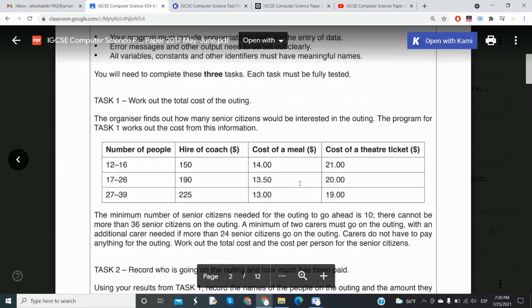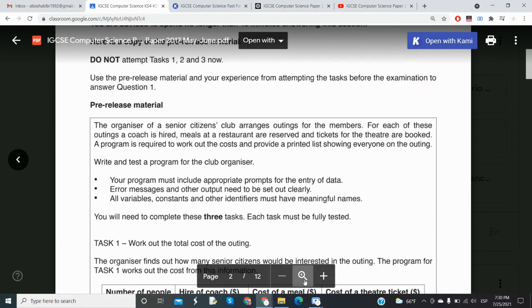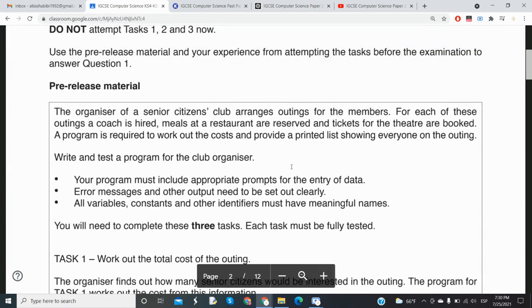So let's get started. For this IGCSE past paper pre-release material, it talks about a senior citizens club outing organizer. So I'm just going to read it as it goes, and I'll just explain how we can trace out the main points for each task and how each task should be completed. So it says the organizer of a senior citizens club arranges the outings for the members. For each of these outings, a coach is hired, meals at a restaurant are reserved, and tickets for the theater are booked. A program is required to work out the cost and provide a printed list showing everyone on the outing. And it says write and test.